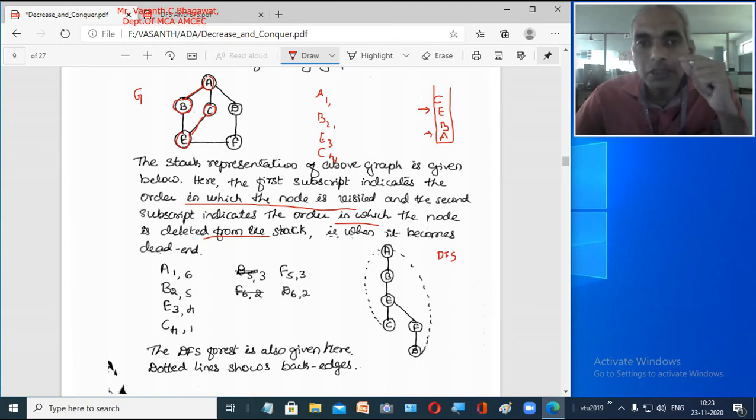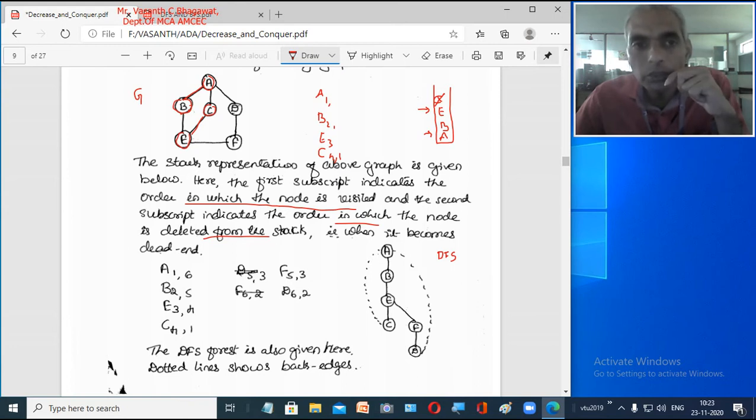Once you have reached a dead end, the procedure says to pop this element. That means you are going to remove this element C from your stack. The first element which you are removing from the stack is C. So the second subscript here you are going to write as 1. This 1 indicates that the first node removed from the stack is C, and 4 indicates that this was the 4th node which you inserted into your stack.